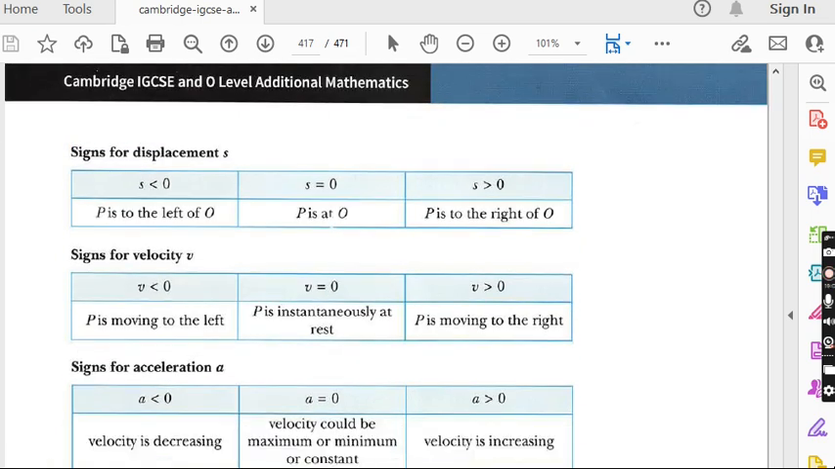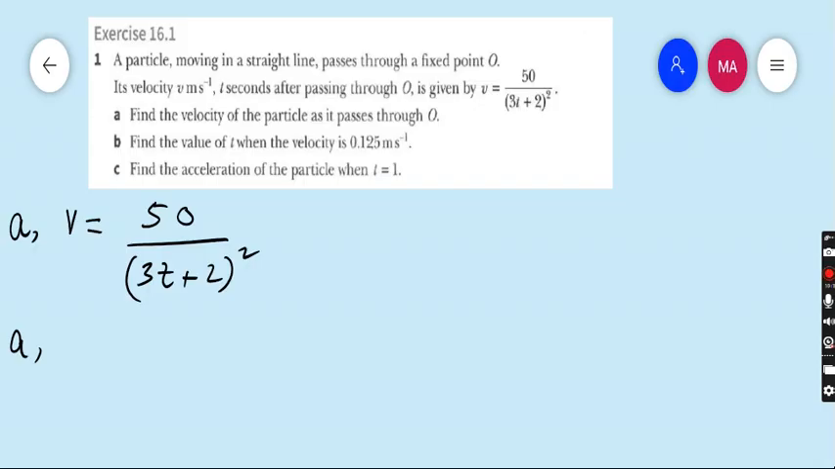Signs for velocity. So passes through O means at rest, where the displacement is 0, so t is equals to 0. Okay. So put t is equals to 0 in the question.